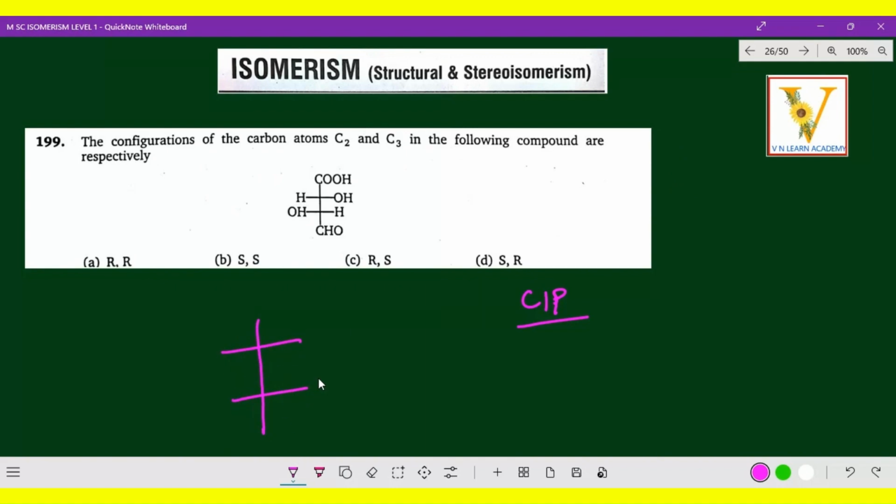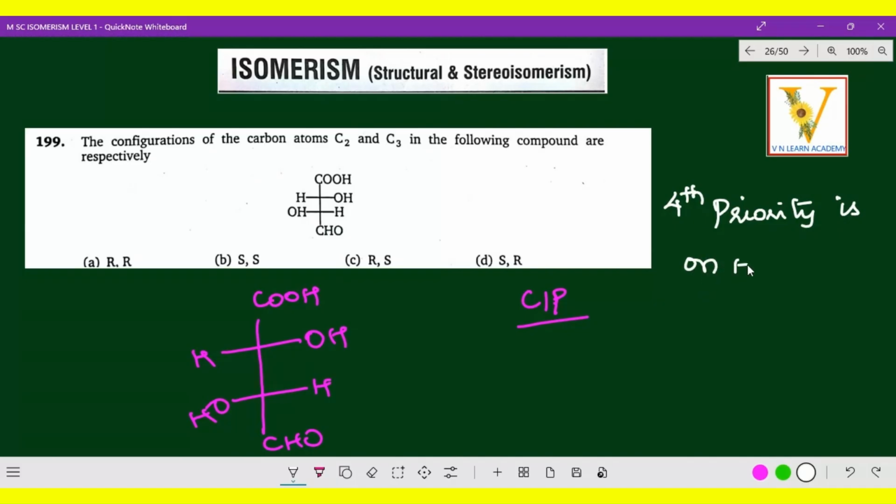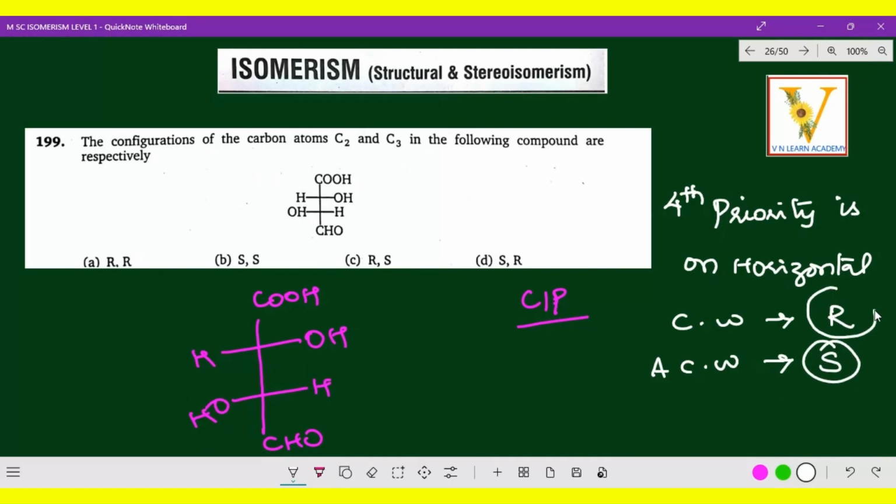According to this, the fourth priority is on horizontal. Lower atomic number is the fourth priority, higher atomic number is the first priority. So in that, COOH, here H, here OH, and the same way here OH, here H, here CHO. Now the fourth priority is on horizontal. Clockwise means R, and anti-clockwise means S. I hope you got the clarity.